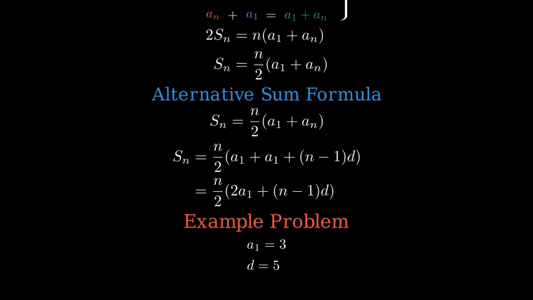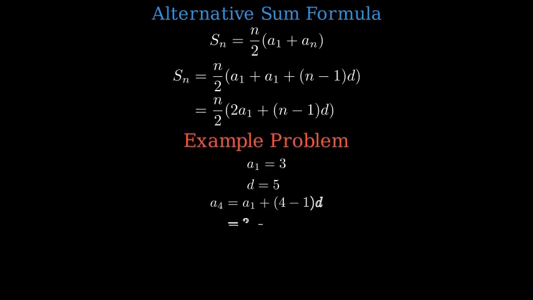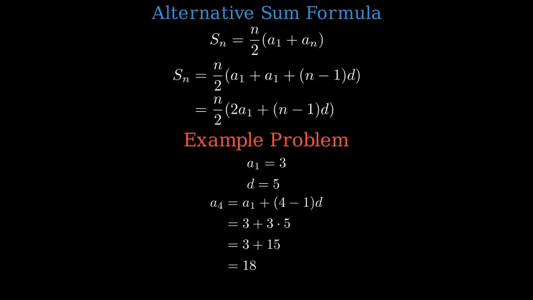Consider an arithmetic progression with first term a sub 1 equals 3 and common difference d equals 5. First, let's find the fourth term. Using the formula a sub n equals a sub 1 plus (n minus 1)d, a sub 4 equals 3 plus (4 minus 1) times 5. That's 3 plus 3 times 5, which equals 3 plus 15, giving us 18.